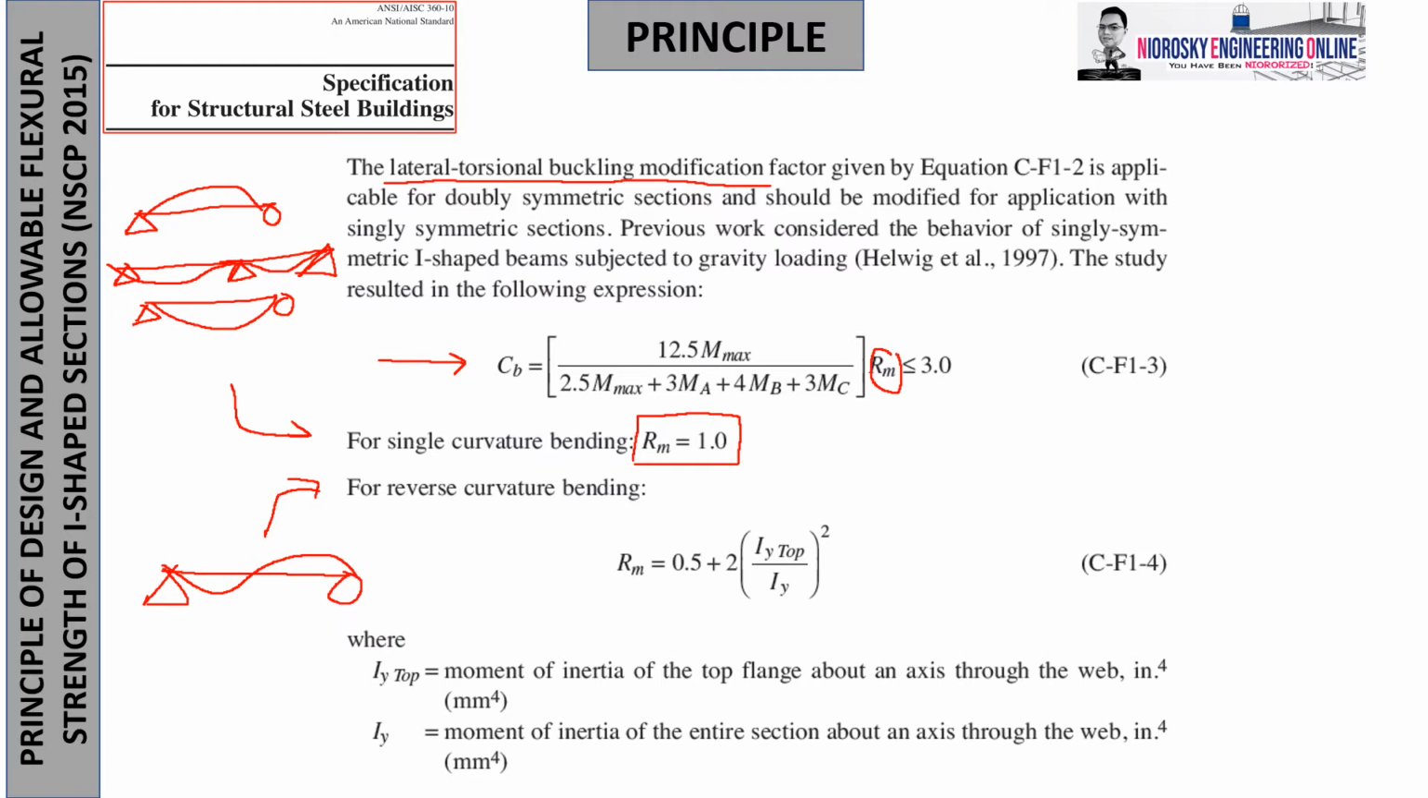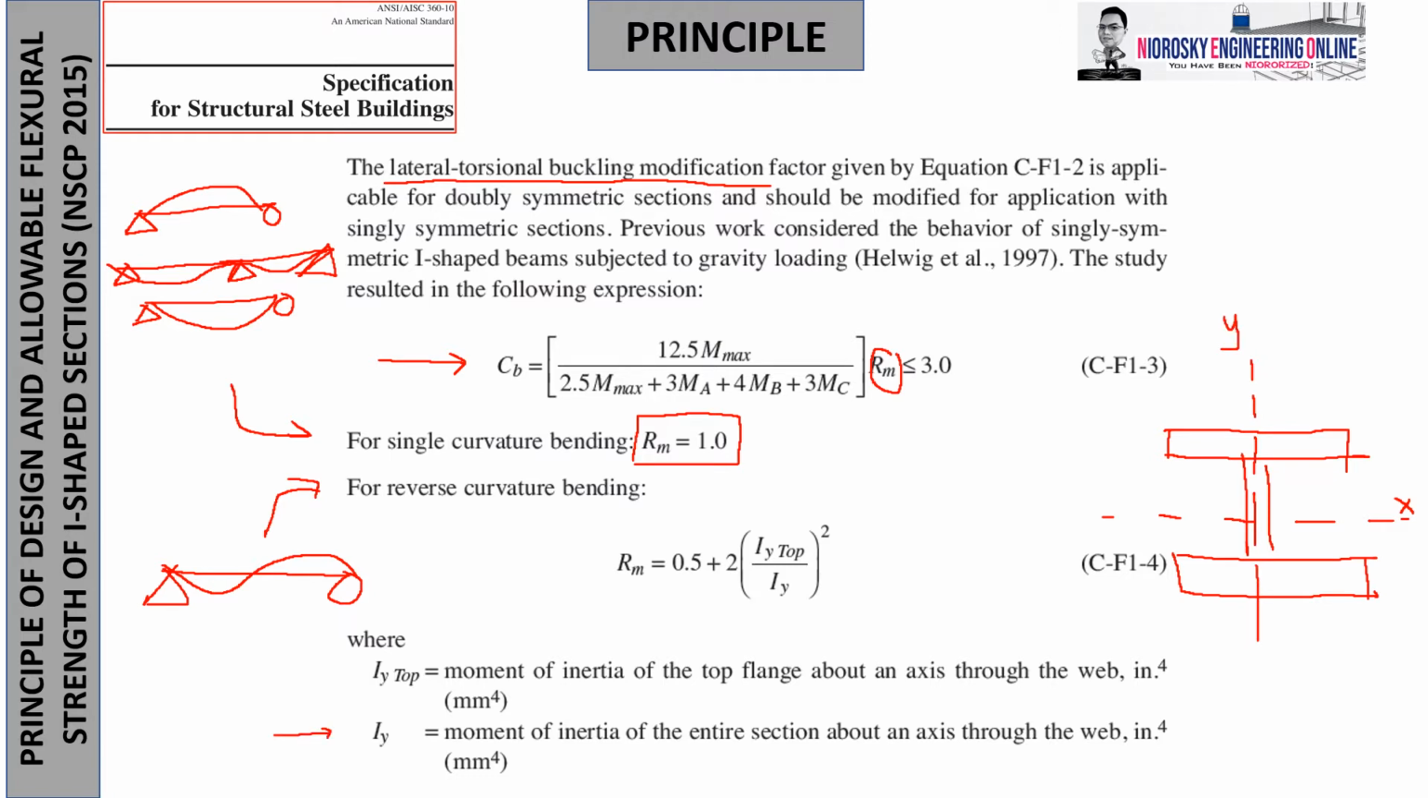That is just only 0.5 plus 2 times (I sub Y top over I sub Y) raised to 2. So, paano kino-compute yan? Let's say, for example, you have this I shape. Ang instruction to get that is I sub Y, no? So, if this is the X and this is the Y, sinabi ng I sub Y, no, simulan natin sa I sub Y, moment of inertia of the section about an axis through the web.